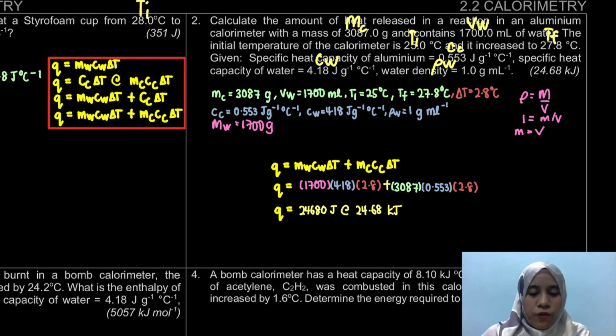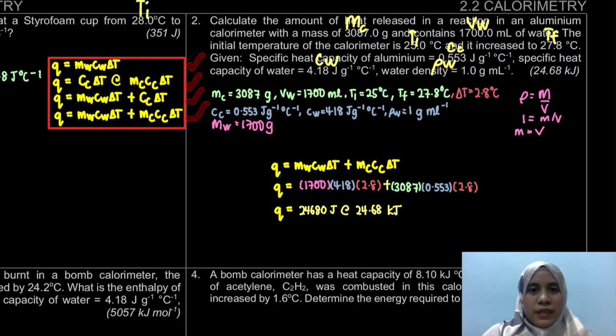Remember that for Q, the unit will be joule. If the question does not specifically ask you to write it in kilojoule, it's up to you. It's either 24680 joule, or you change it to kilojoule by dividing by 1000. But again, the unit for Q is joule itself. It's up to you whether you understand it in terms of surroundings, or sometimes it depends on the question. What does the question give you? You determine which formula will be used.